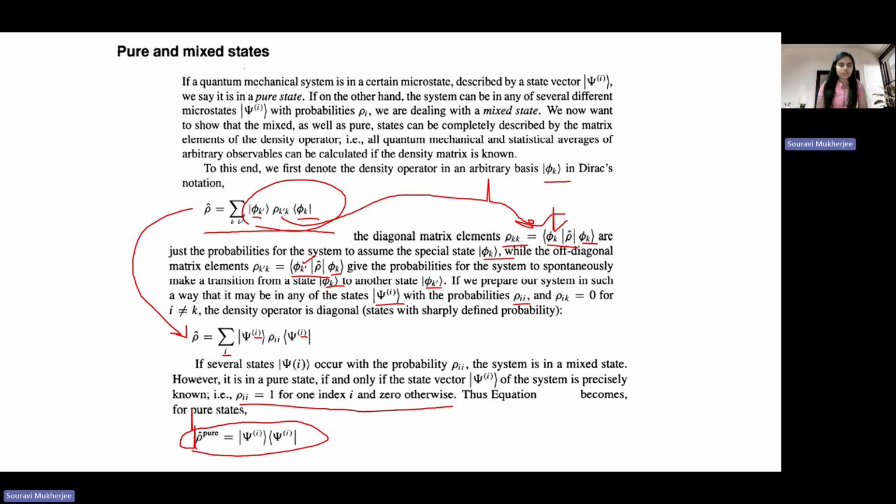So for a pure state, your expression of the density operator looks something like this. Your system is in state psi, so the outer product of psi with itself will give you the density operator. That's for a pure state. For a mixed state, again, you would have this kind of a summation involved.